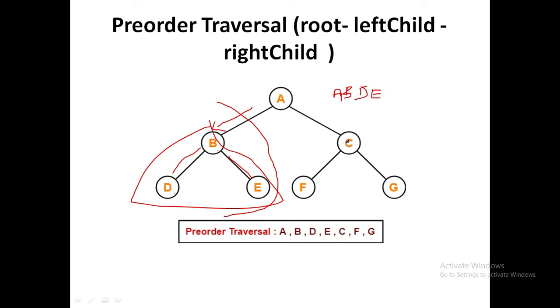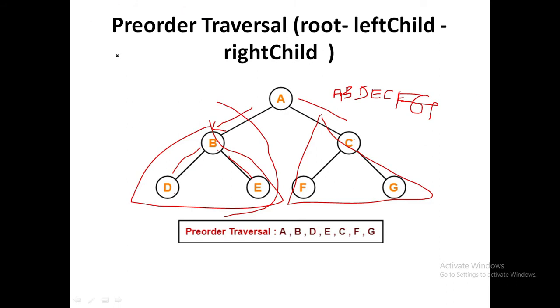Now we have to write the right subtree of A. On the right side there is another subtree. First we have to write the root, that is C. After that its left child, that is F. After that its right child, G. So this is the pre-order traversal.